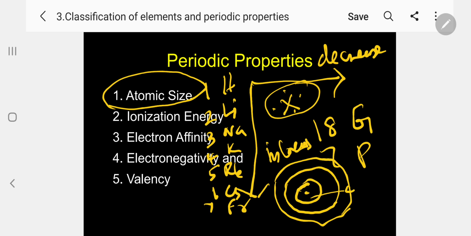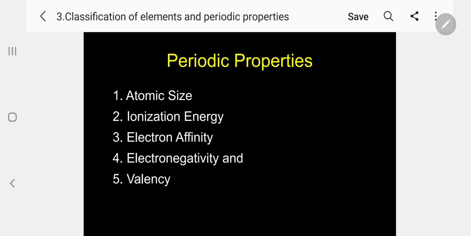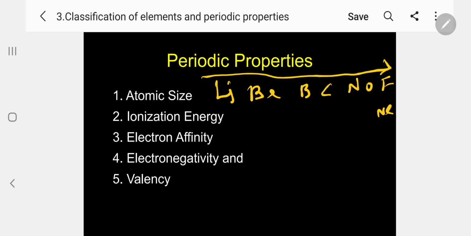Even though atomic number increases, let me take the second period. Kindly follow. Lithium, beryllium, boron, carbon, nitrogen, oxygen, fluorine, and neon. This is the period going along. So what will happen now? When we are adding, the atomic number increases, proportionately protons increase, electrons increase. We know atomic number equals the total number of protons equals the total number of electrons. So what is happening here?